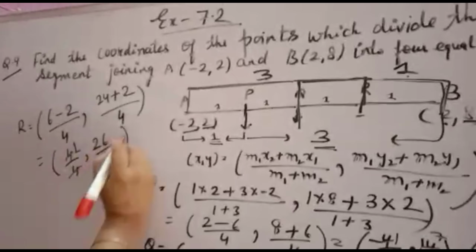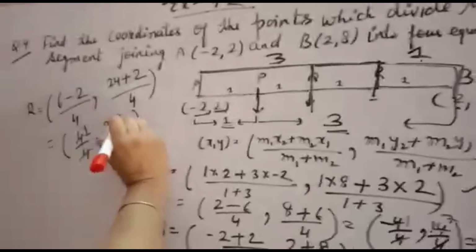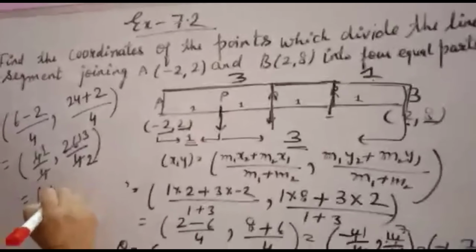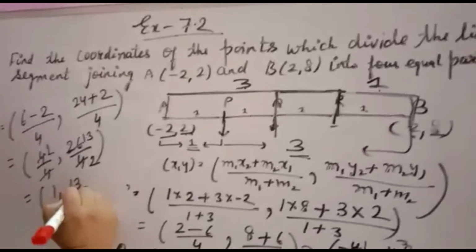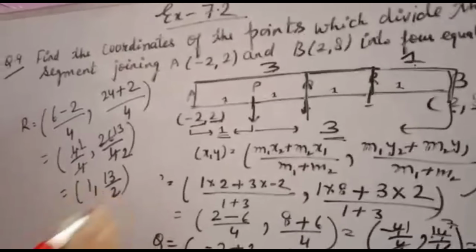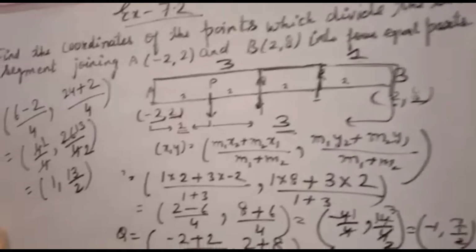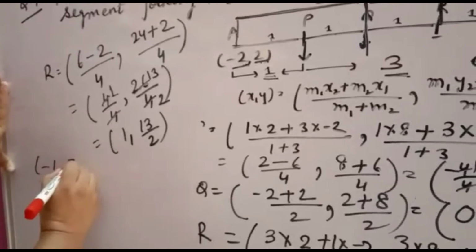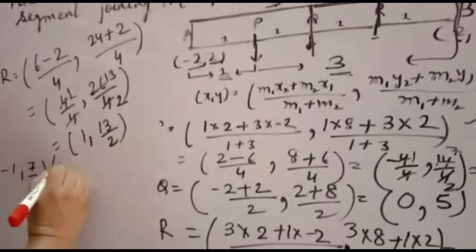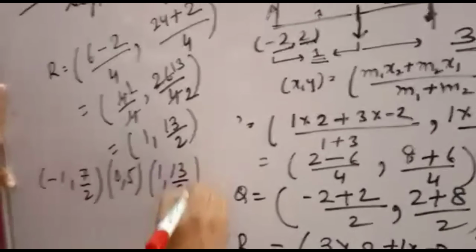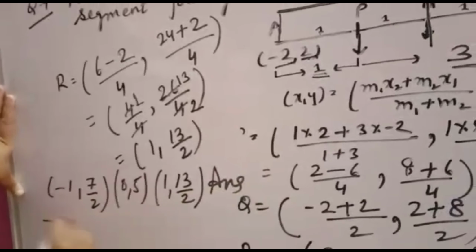Now 4 ones are 4, and 2 13s are 26, 2 2s are 4. So you will get 1 over 1 and 13 by 2. The x coordinate came 1 and the y coordinate came 13 by 2. So this is the answer. The required points are (1, 7/2), (0, 5) and (1, 13/2). These are the required points or answer.